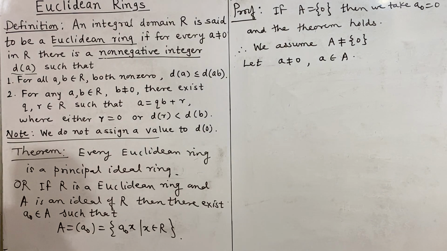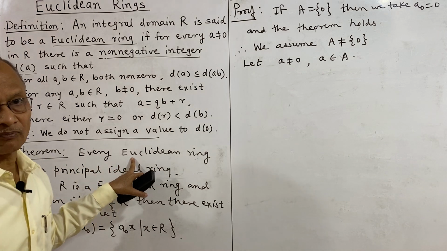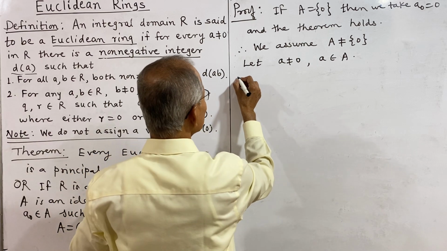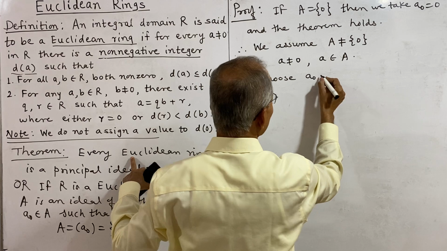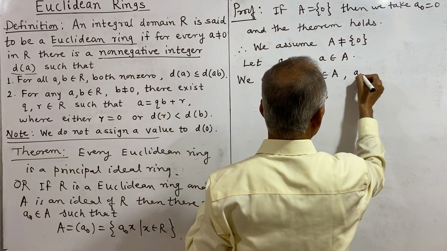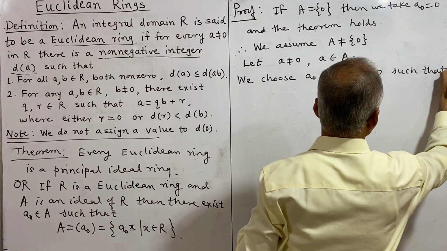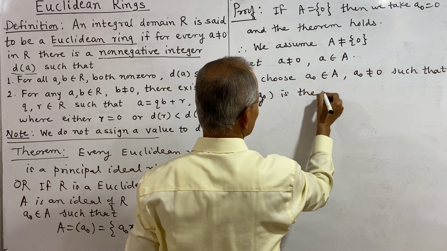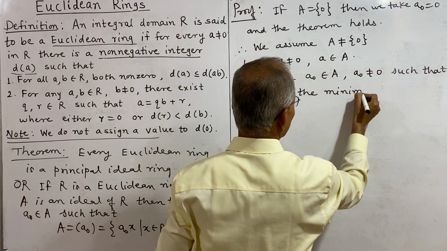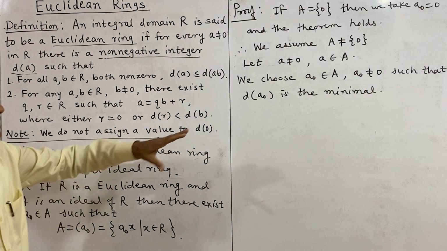This exists. Now because it is a principal ideal ring, we have considered it is a Euclidean ring. So there exists a d value of each non-zero element, and we choose a0 belongs to A, a0 not equal to 0, such that d value of a0 is the minimal, meaning minimum. And this is possible because d value is non-negative.